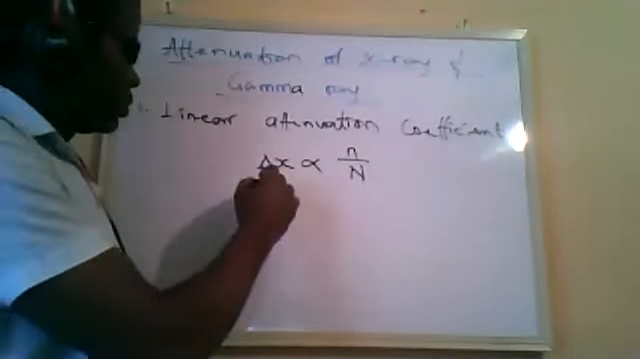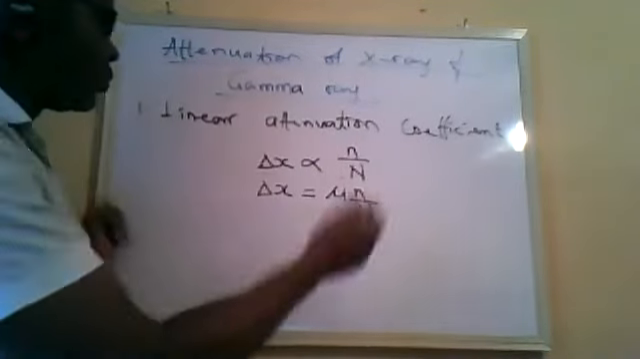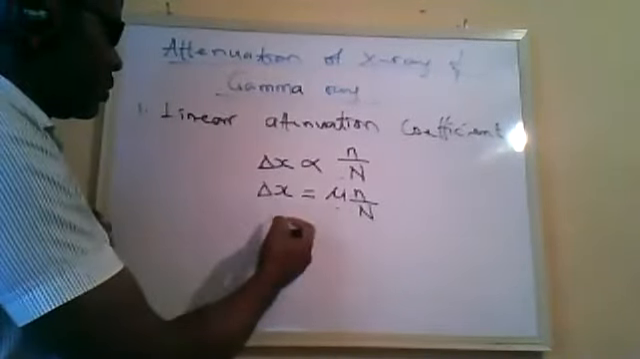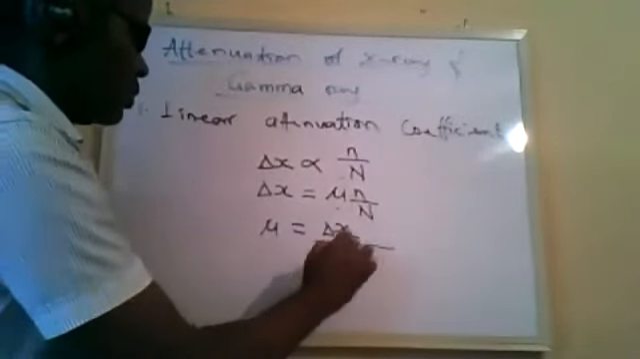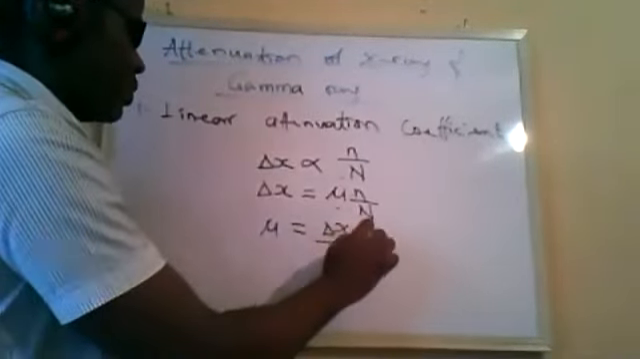Mu. This mu is the linear attenuation coefficient. It describes the amount of thickness that will be required to remove a certain amount of X-ray or gamma radiation. So in that case, we can just write this. So this is a linear attenuation coefficient.